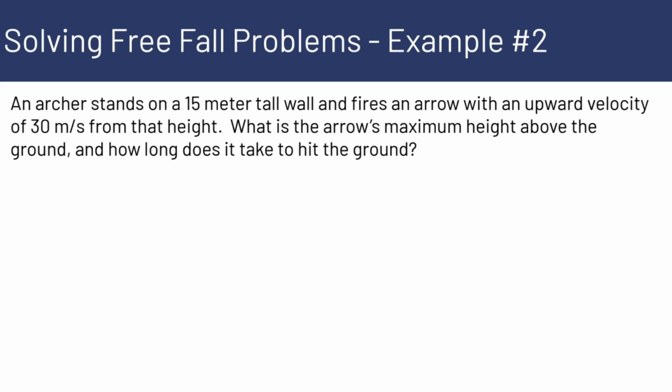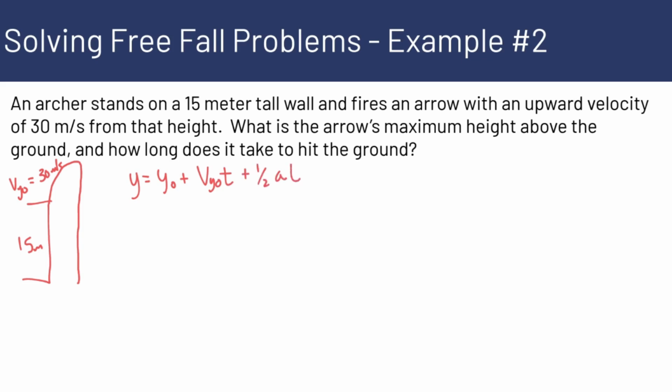Okay, so we've got the archer. He's standing 15 meters above the ground. He launches his arrow up with a starting velocity of 30 meters per second. So Vy naught is equal to 30 meters per second. So we want to know the maximum height above the ground and how long it takes to hit the ground. So we're going to use this kinematics equation, y equals y naught plus vy naught t plus 1/2 a t squared.